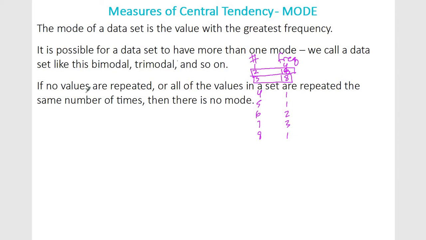Okay? Also, if no values are repeated, then there is no mode. Okay? It's possible to have no mode. You would not say the mode is 0. Okay? Because then that's a value. So you would say no mode or none.